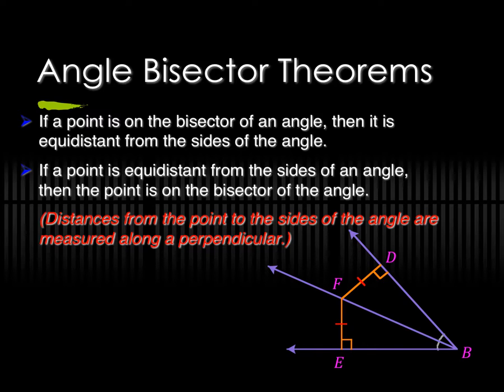This leads us to our next center, because we need to talk about angle bisectors. We know what an angle bisector is. It's a line, ray, or segment that splits an angle in half. And so what this says is that if you have a point on the angle bisector of an angle, it's equidistant from the sides of the angle.